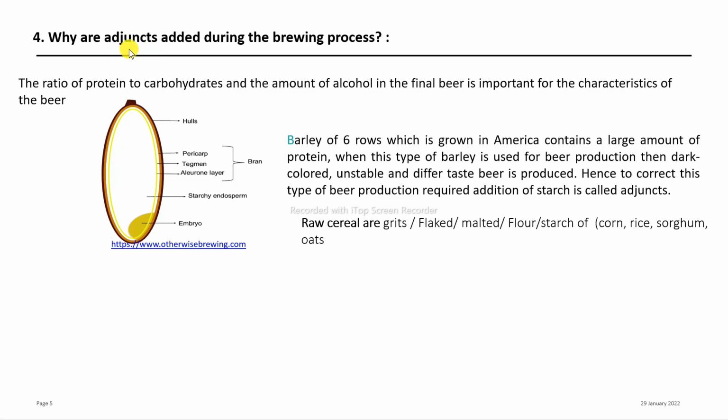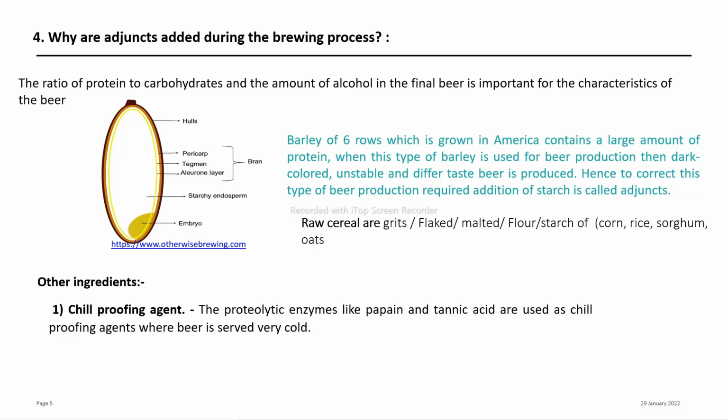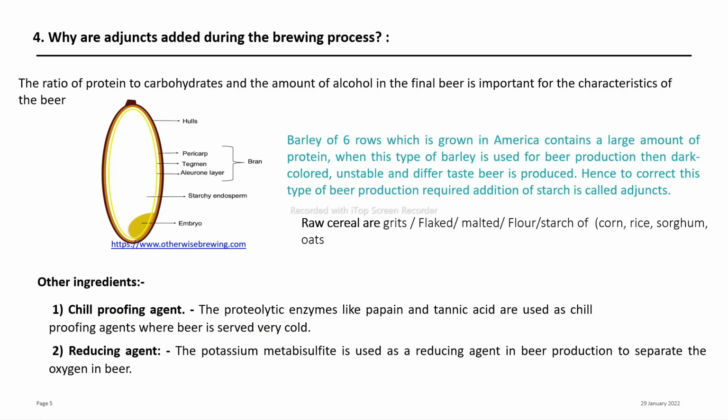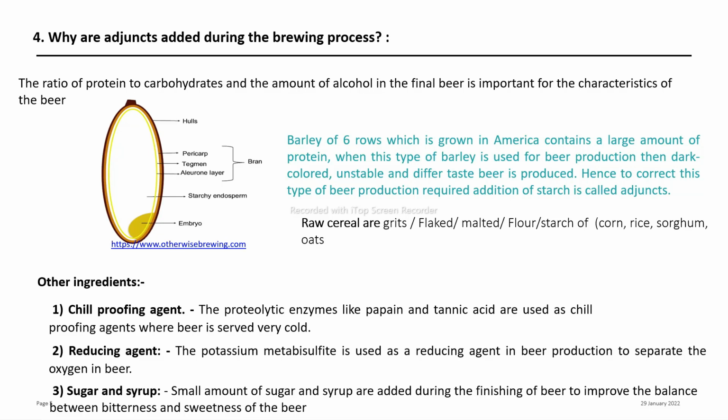Okay. Then next, the adjuncts are first separately cooked and added as per the requirement. Other ingredients required: the first one is the chill proofing agent, in which protein hydrolyzing agents like papain and tannic acid, if added in the brewing, result in beer with chill proofing ability, that means the beer can be served very cool. The second one is the reducing agent, potassium metabisulfite, which acts as a reducing agent to remove the oxygen the beer contains, improving the quality of the beer. Then the addition of sugar and sugar syrup as per the requirement, to adjust the sweetness to bitterness ratio of the final product.